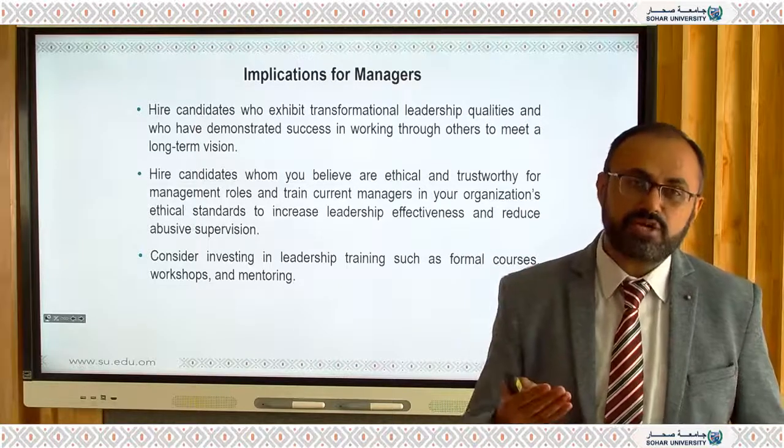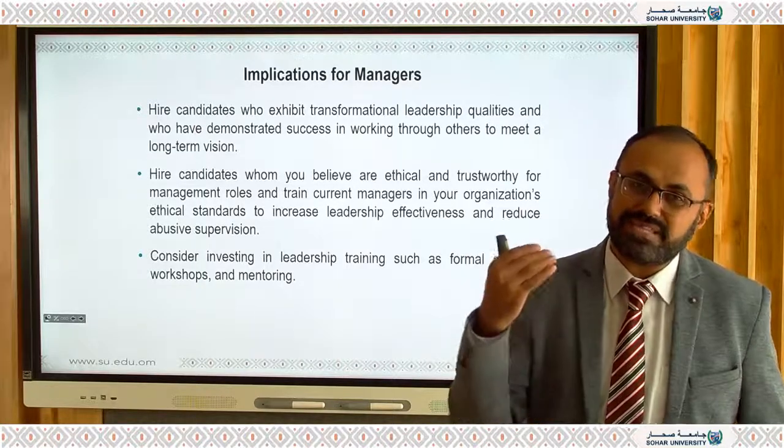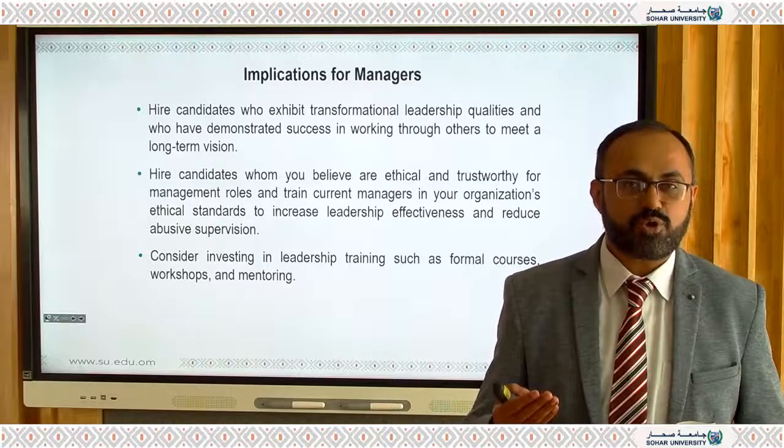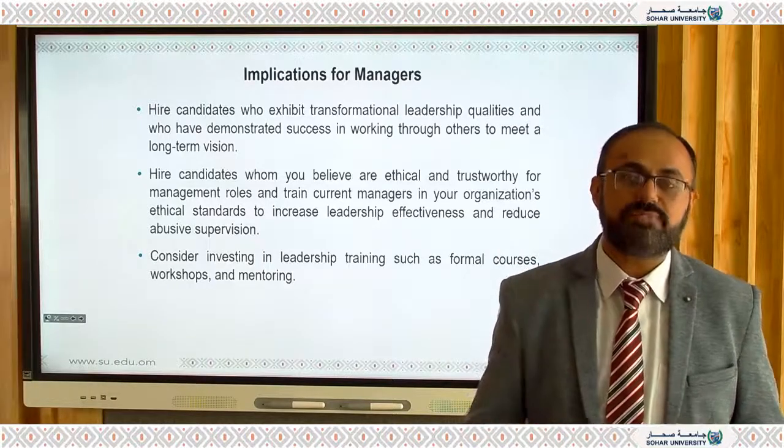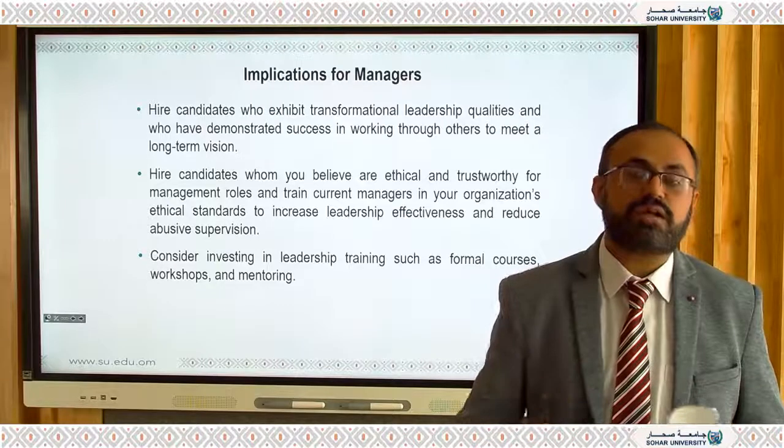So the third recommendation as a manager is to invest in leadership training, so that you can prepare the future leadership, and the manager should become a successful leader.